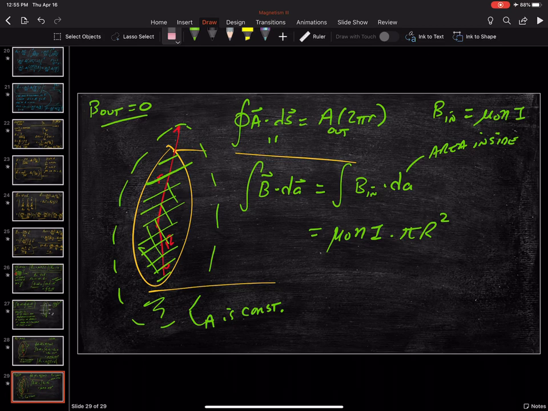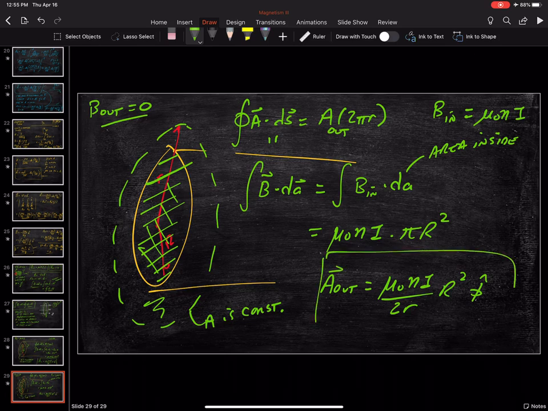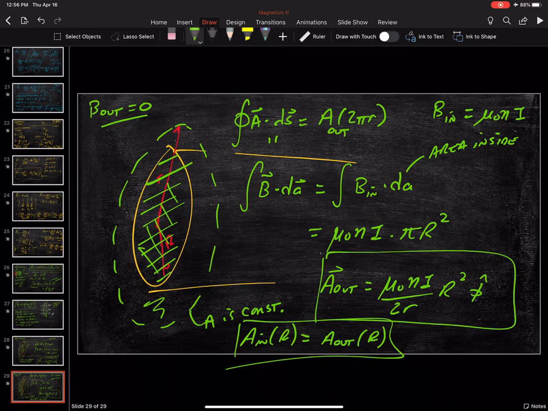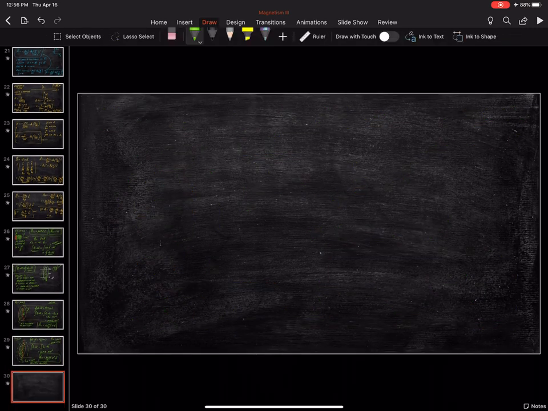And so setting these things equal to each other gives you A outside is equal to mu naught N I over 2 times R squared over r. And again, if you want a direction, phi hat. Okay, so we got it. Notice A inside at r equals A outside at r. Nothing to it. Okay, nothing to it. Now, we really should check that we get the right B inside and outside.